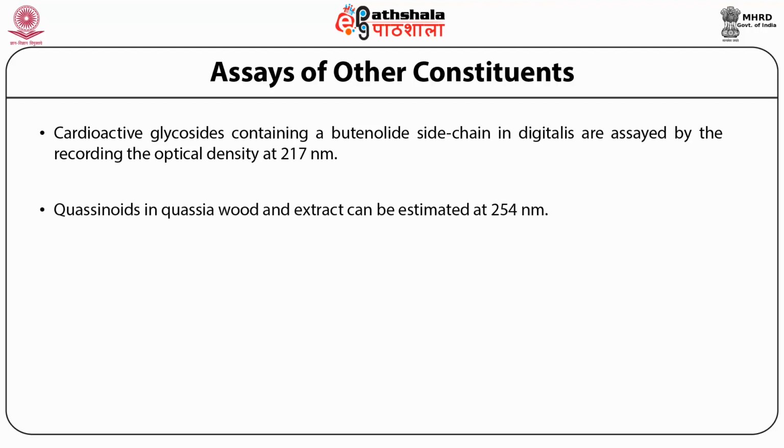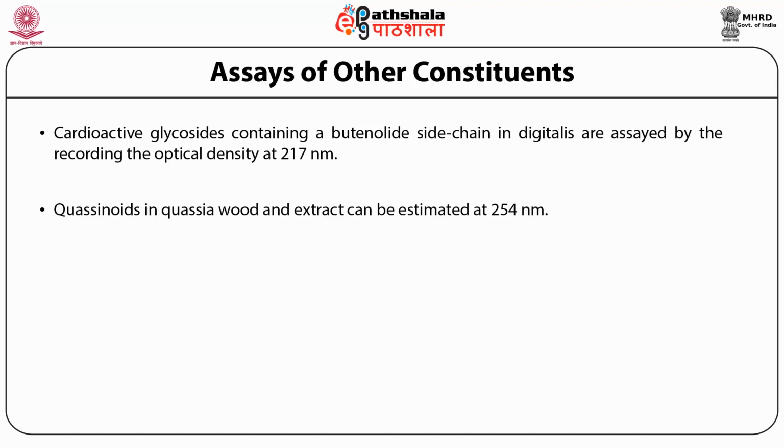Quassinoids are a class of compounds which are present in quassia wood. They are quite specific in their occurrence in quassia wood. So quassia wood as well as extracts can be subjected to quassinoid determination by the UV spectro method at 254 nanometers.